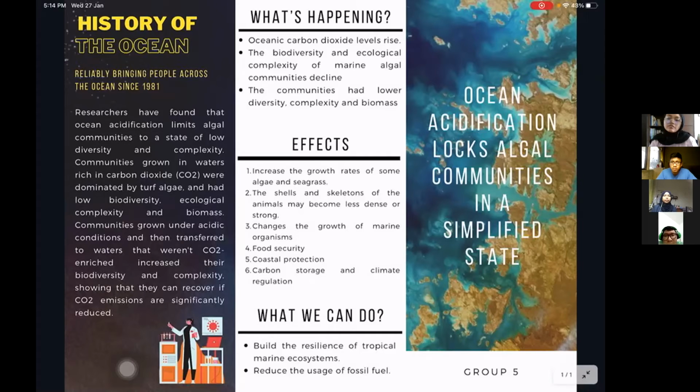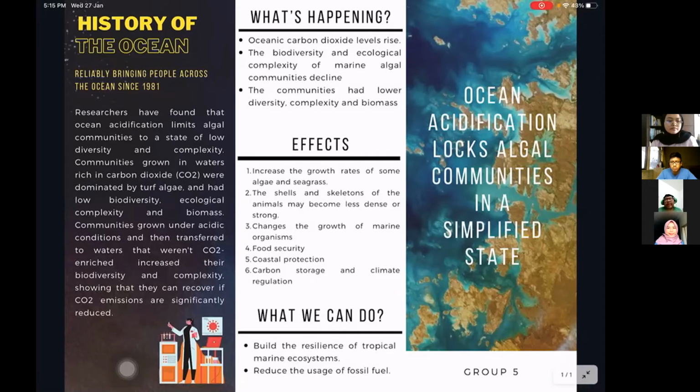This protective function of reefs prevents loss of life, property damage, and erosion, and has been valued at 9 billion US dollars per year. And the last one is carbon storage and climate regulation. The capacity of the ocean to absorb carbon dioxide decreases as ocean acidification increases. And as you know, the more acidic oceans are less effective in moderating climate change. And next is Amir, what do you think that we can do to reduce this issue?